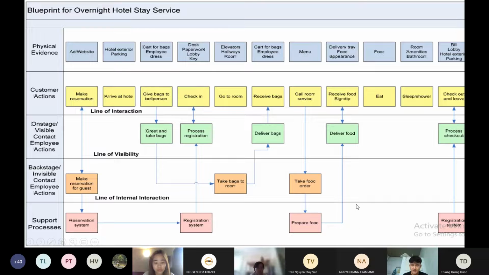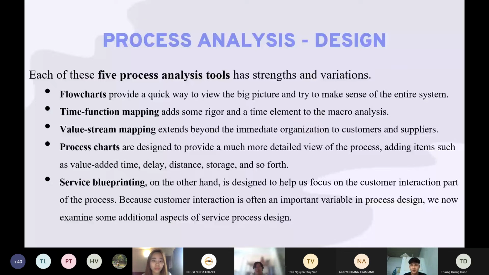And the cost of these failure points can be greatly reduced if they are identified at the design stage, when modifications are appropriate for control. And so each of these 5 process analysis tools has strengths and variations, and flow diagrams provide a quick way to view the big picture and try to make sense of the entire system.